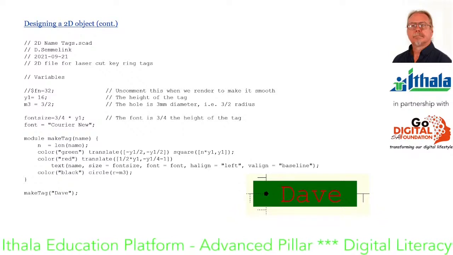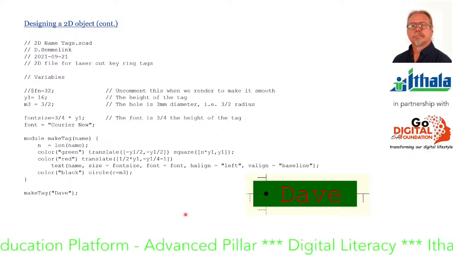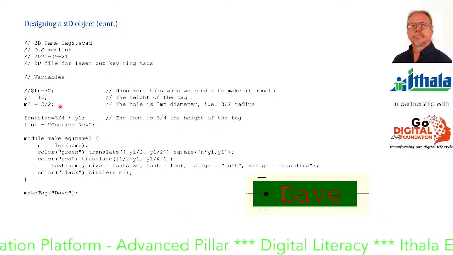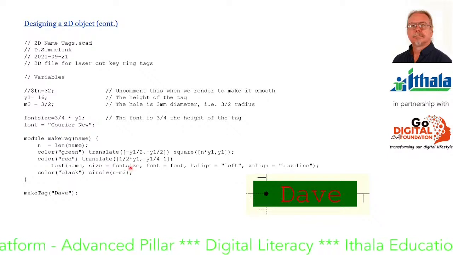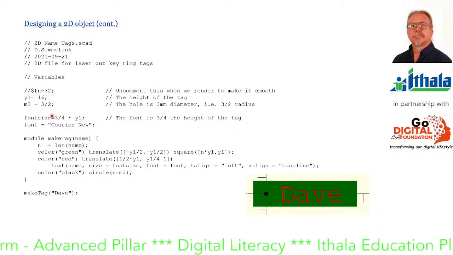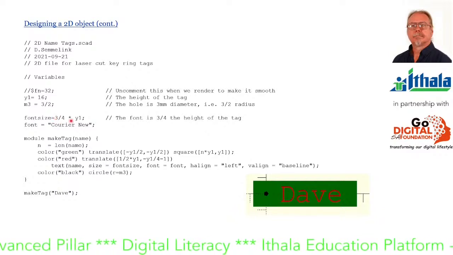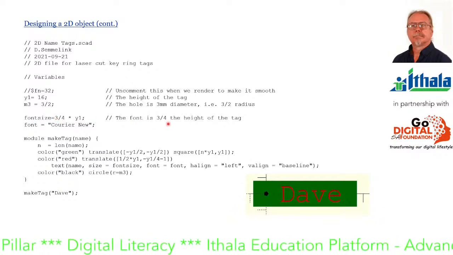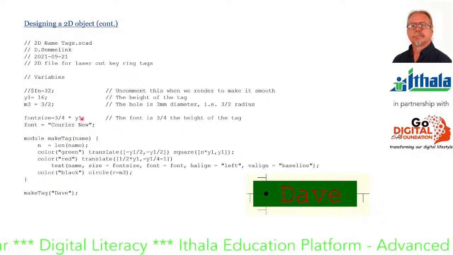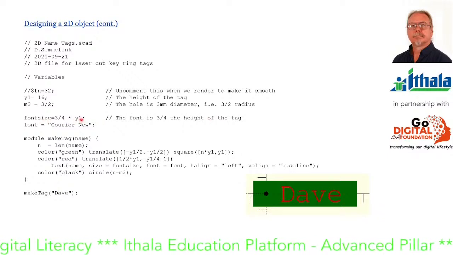Okay, since we might want to change the font name and size, we should use variables for these. So instead of specifying the font name and the font size, we create a variable font size, and we set it to the size that we want. In this case, we're making the font 3/4 the height of the tag. So we say the font size is 3/4 times y1.